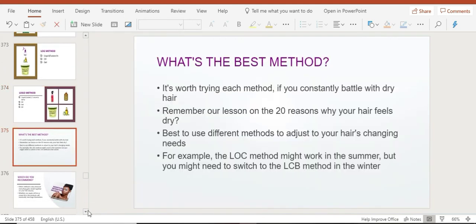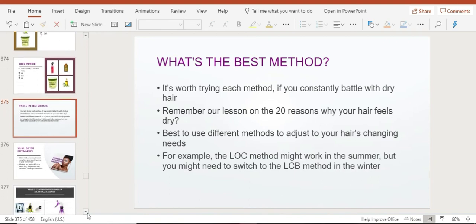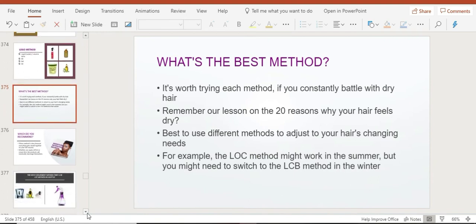So you probably wonder what is the best method? You presented like 10 different variations here. So what is the best method? Like I said, it's worth trying each method to see which one your hair responds to. It could be the LCB, could be the LOC, LCO, LCGO, LCG. It's worth trying them out. And whenever you notice that one method stops working, then you can try the other method.